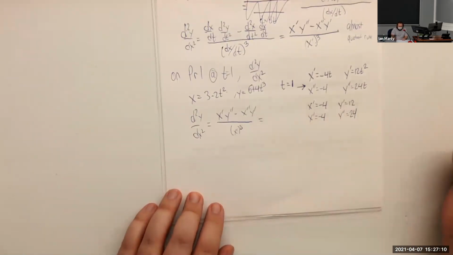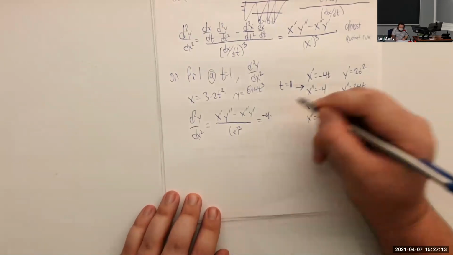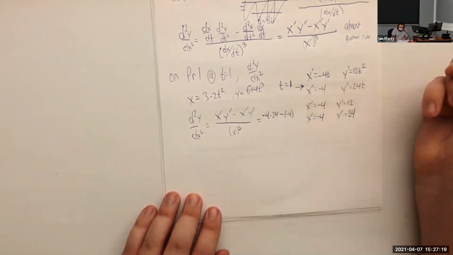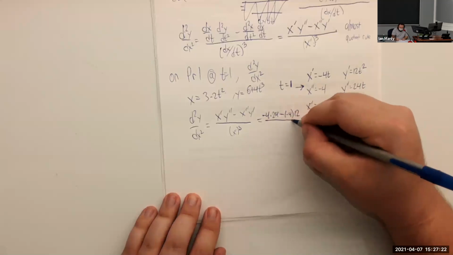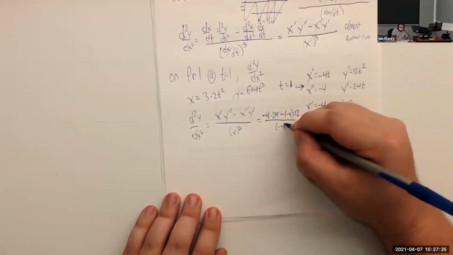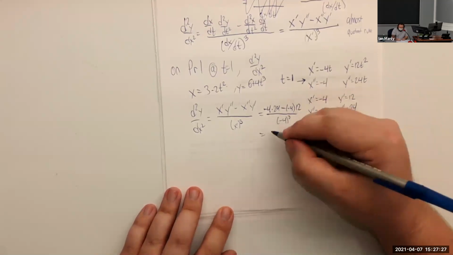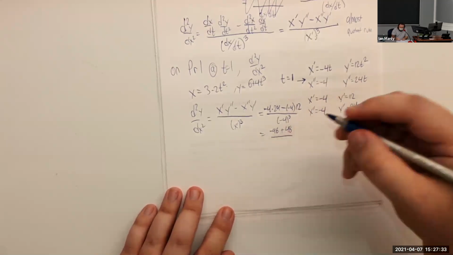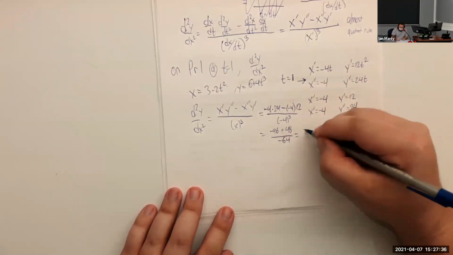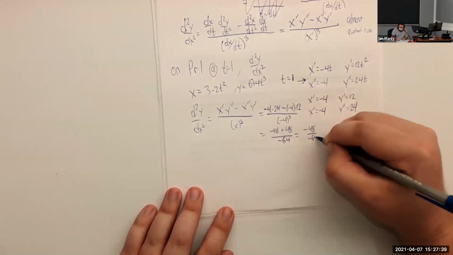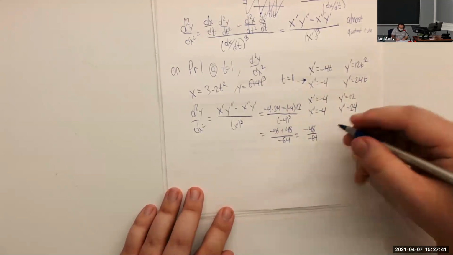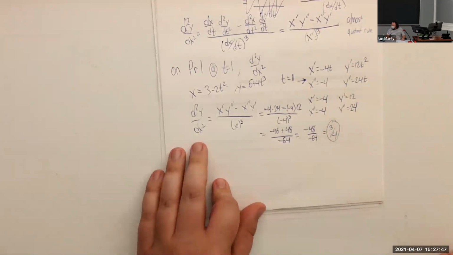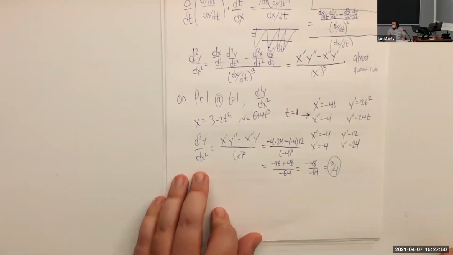All right, and then we just plug all these in here. So we have negative 4 times 24 minus negative 4, and then y prime was 12. And on the bottom, we have x prime cubed, so that's negative 4 cubed. This is negative 96. This is going to be positive 48. And then this is going to be negative 64. So we have negative 48 over negative 64. And this is going to simplify, I think, to 3 over 4. So there's going to be our derivative here.